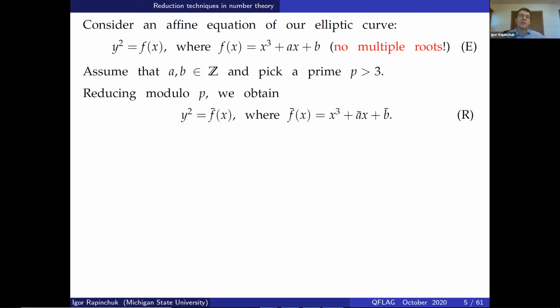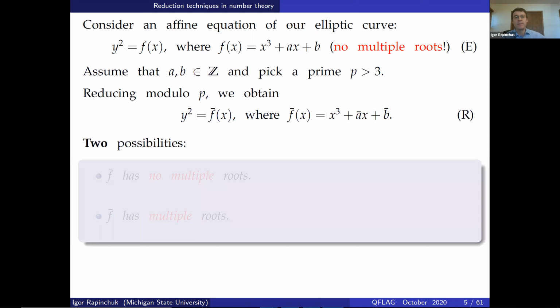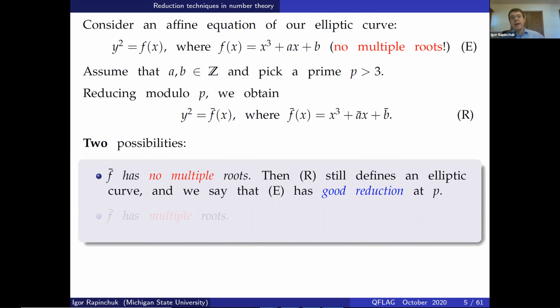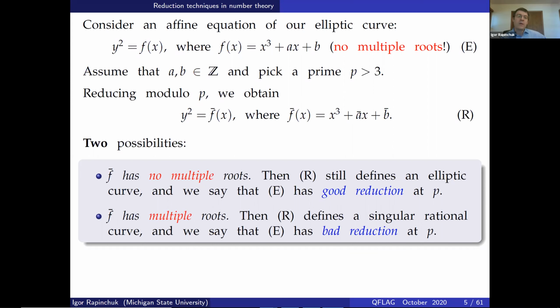Well, then we can reduce this equation modulo p. And then one of two things can happen. So the first is that our reduced polynomial still has no multiple roots. And then the reduced equation defines an elliptic curve, but now over the finite field F_p. And we say that our curve has good reduction at p. The other possibility is that our polynomial does acquire multiple roots, in which case we have a singular curve and we say that our original equation has bad reduction.